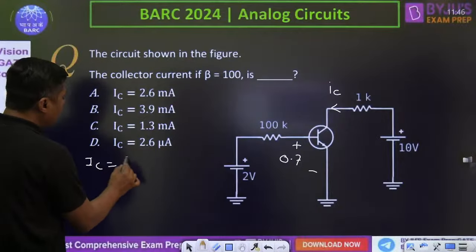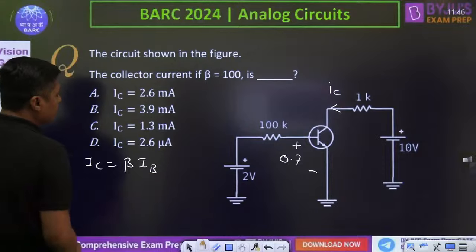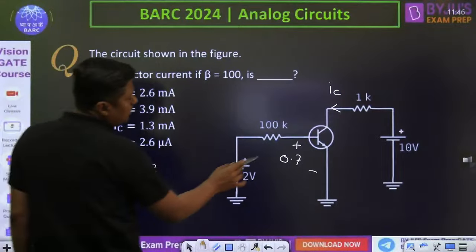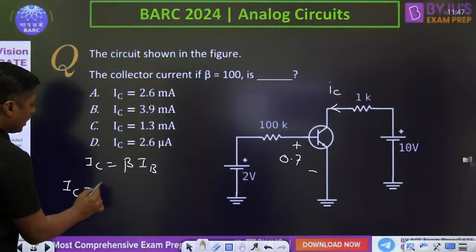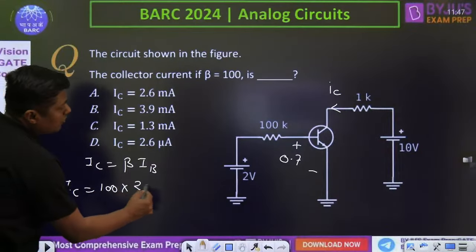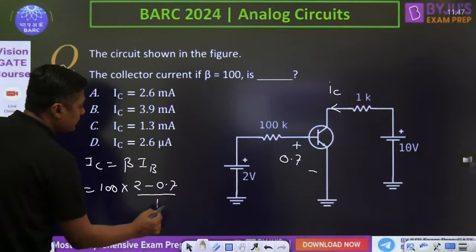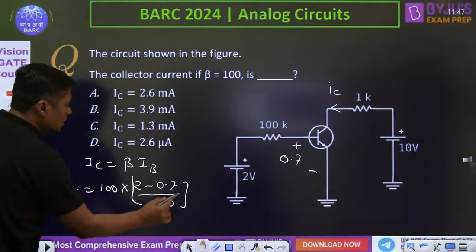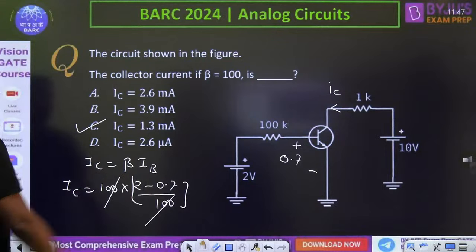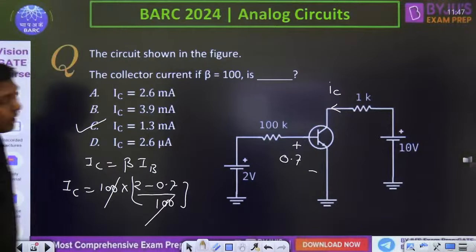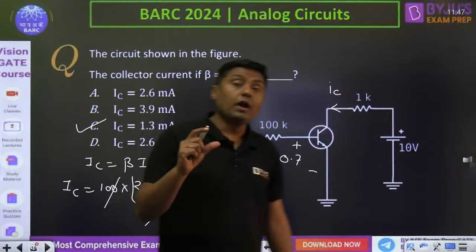IC is equal to beta times IB. And what is the IB? VBB minus 0.7 upon 100. So you can say 100 into 2 minus 0.7 upon 100. This 100 cancels, and what is the answer? 1.3 milliampere. 1.3 milliampere. But you have to verify it.